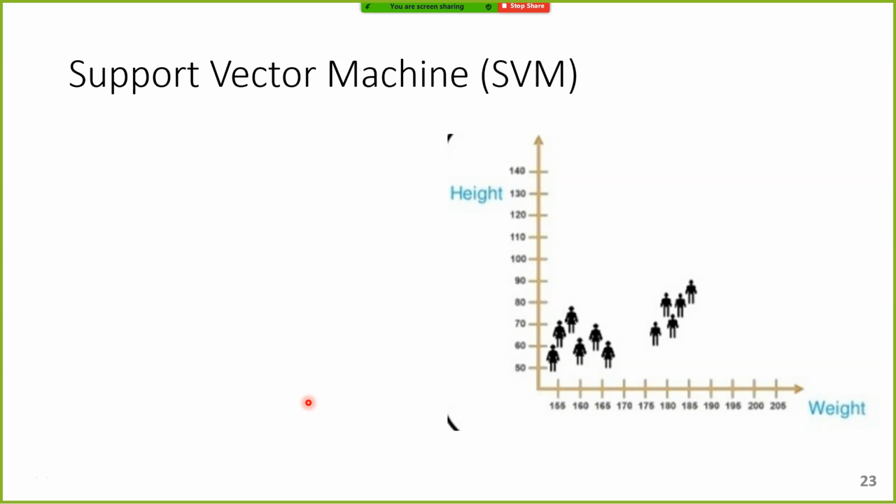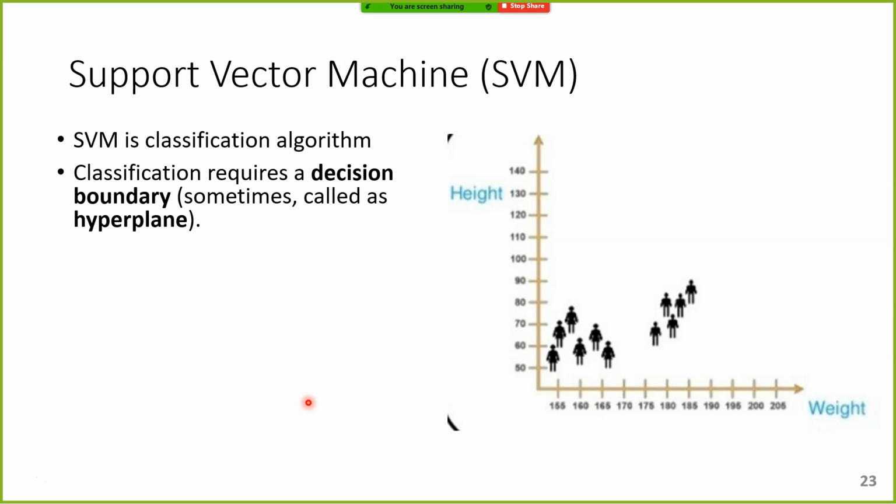So the next algorithm we are going to discuss today is support vector machine. It is a classification algorithm, and as you know, classification algorithms require a decision boundary, sometimes also called a hyperplane. Suppose we want to classify these data points into two different categories. First is man and second is woman. What we need is a decision boundary which can classify these data points. Suppose a new data point is here, to the right of the decision boundary, so we will classify it as man, and if the data point is here we can easily classify it as woman.